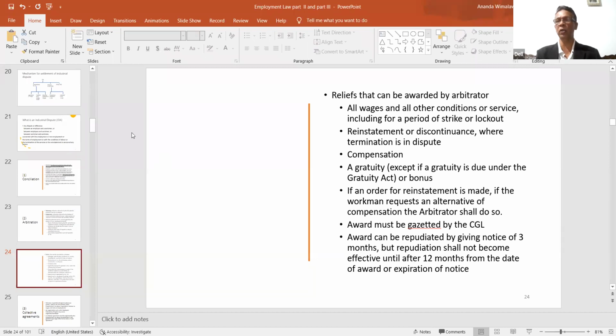Let me ask you a practical question. Disputes can be a live dispute, or may not be a live dispute. Right? A live dispute means there is still an employer-employee relationship.